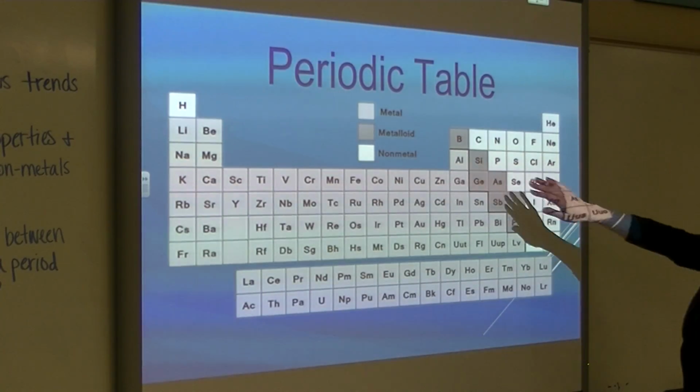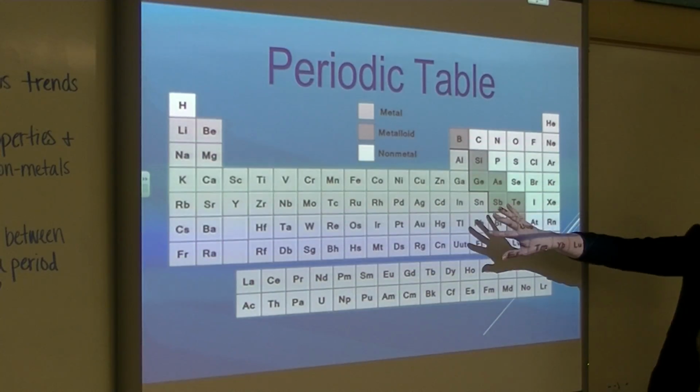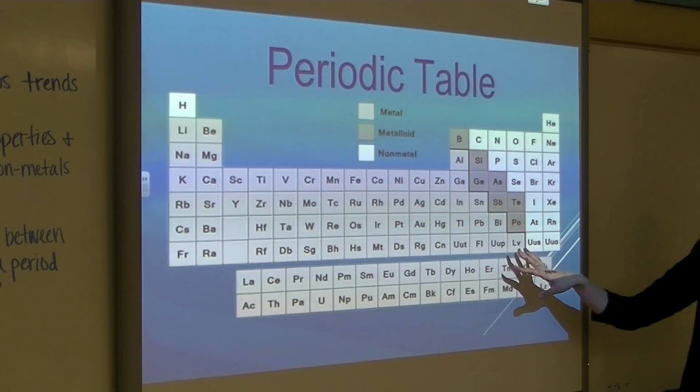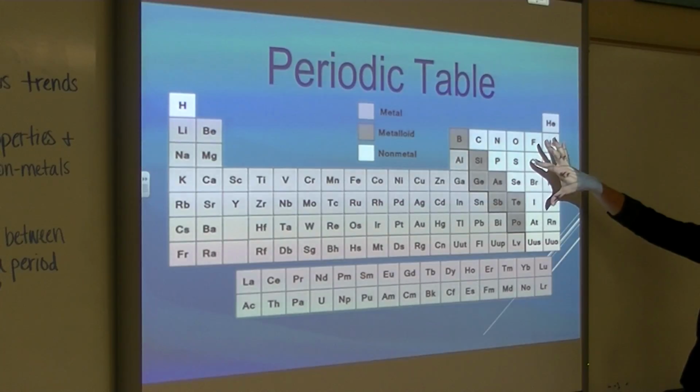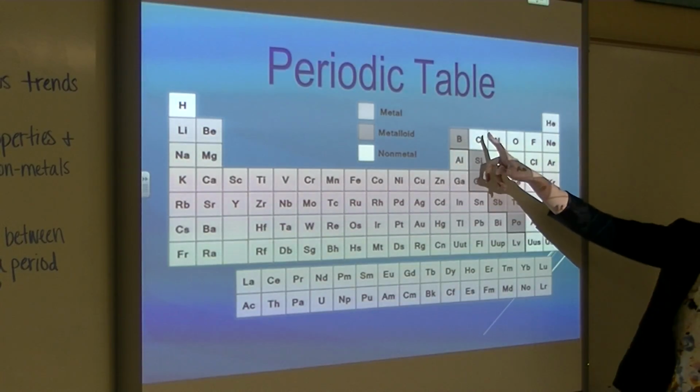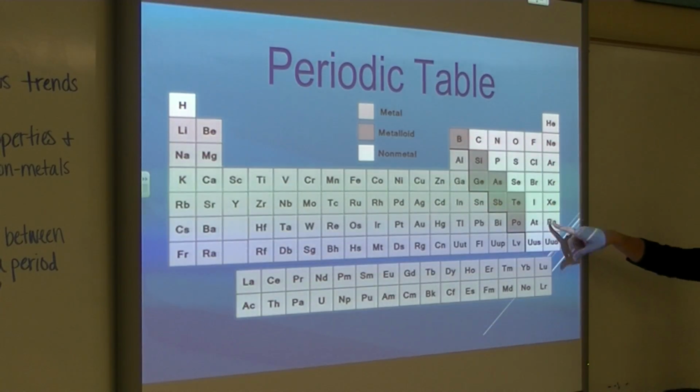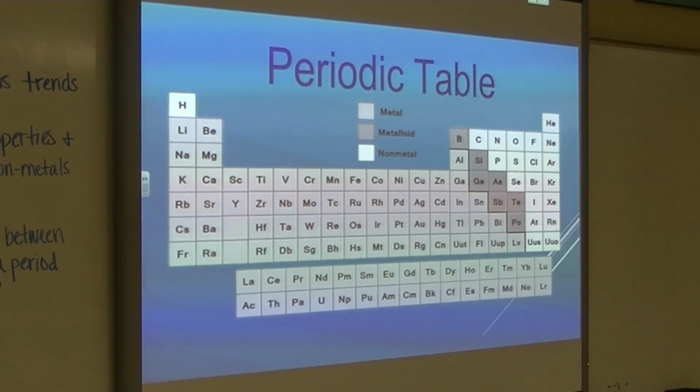this middle section right here that separates your metals from your nonmetals are called metalloids. And then on the far right-hand side, starting with carbon and then stair-stepping down and then including the noble gases and then hydrogen. Okay, hydrogen's on the other side, but don't forget it. Those are all nonmetals. Okay, and we're going to talk about the properties of metals, nonmetals, and metalloids today.